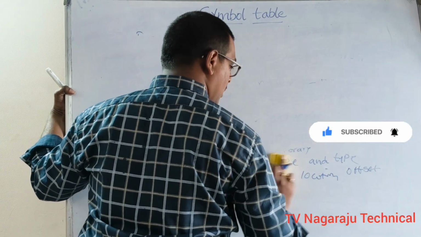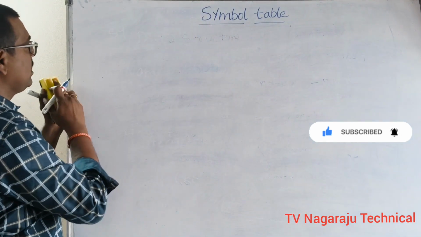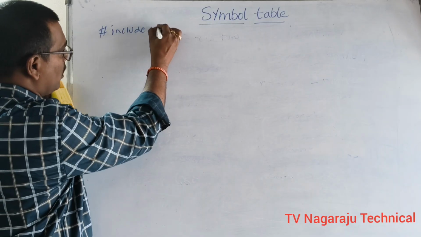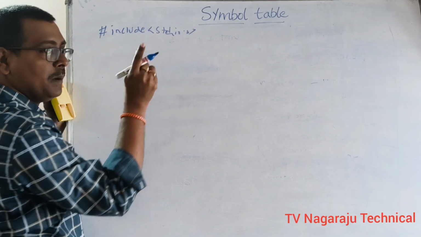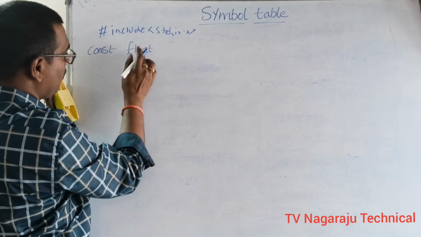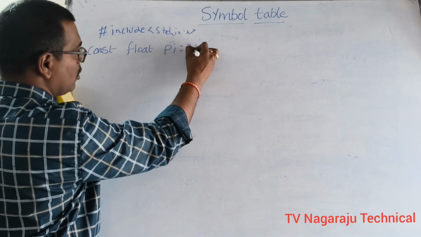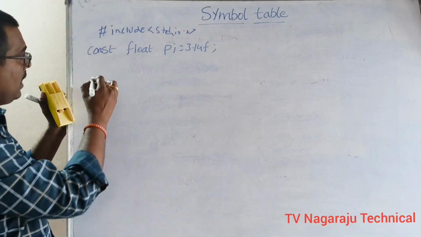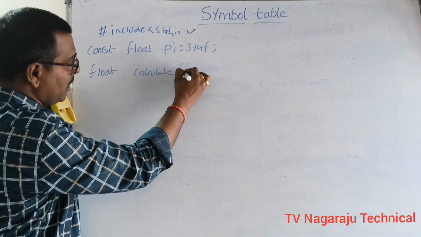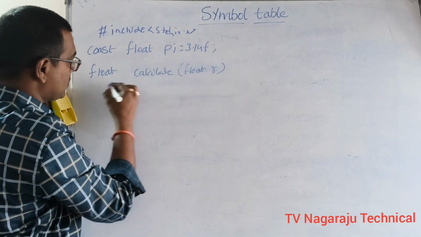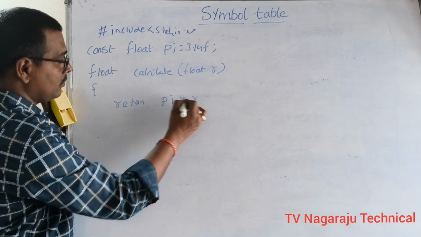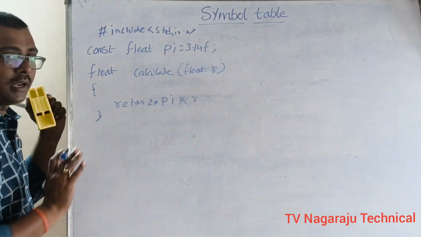Consider a simple program, and how the information is represented in the symbol table. For example, my program starts with #include <stdio.h>. Then I simply declare one global variable. For understanding, I am declaring a global variable pi, which is equal to 3.14. Now I am using one function, float calculate(float r). Within this function, I simply return pi into r, so I am returning pi r square.